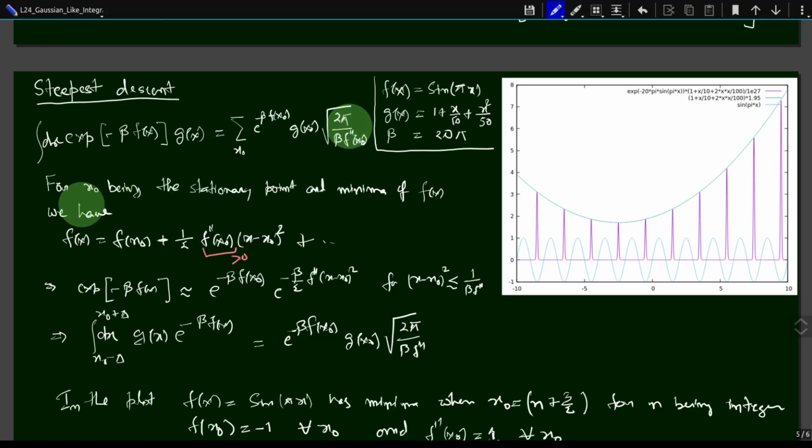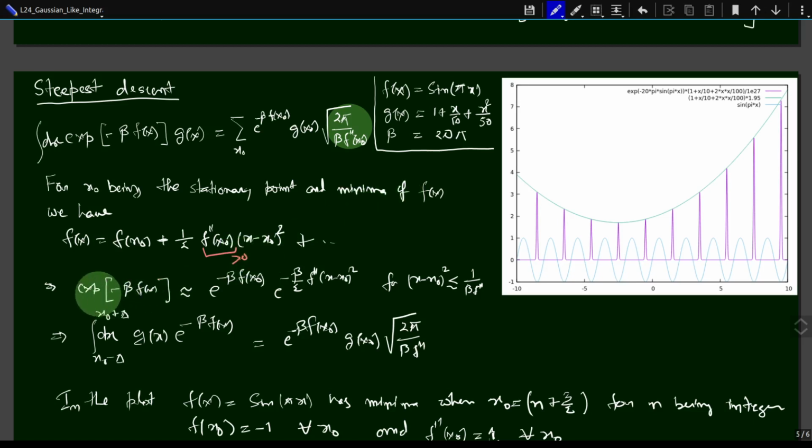So let's just try to prove this, how to sum over all possible minima, that is, x being the stationary point and the minima of f of x. In general we can write f of x near the stationary point as f of x naught plus half of the second derivative times (x minus x naught) squared. The first derivative is 0 for it to be the stationary point, and the second derivative has to be greater than 0 for it to be a minimum.